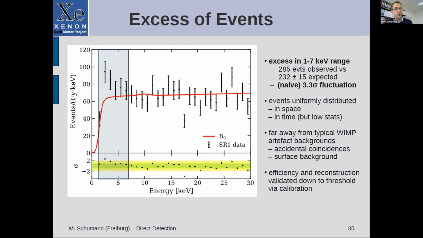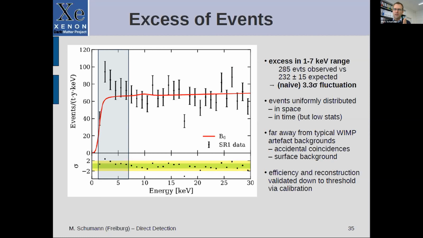I have no time to go into details. All these events, they're uniformly distributed in space. They're uniformly distributed in time, as far as we can tell. Again, it's an unbinned likelihood analysis. Don't look at that point. If you choose the binning a little bit different, the point will shoot up again. But this excess persists, of course, also in the unbinned analysis.